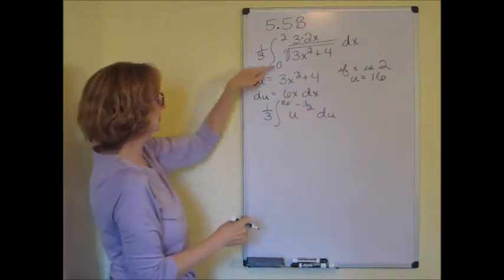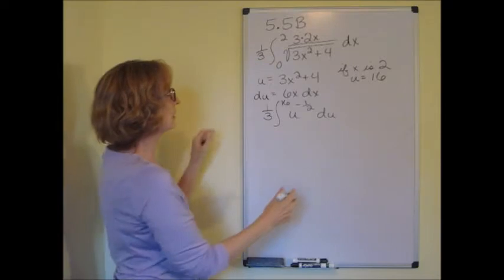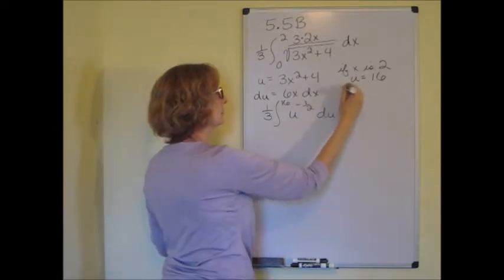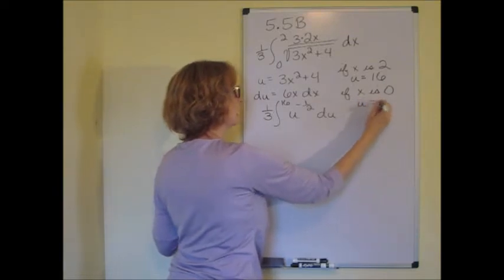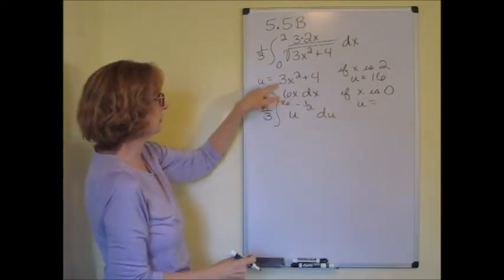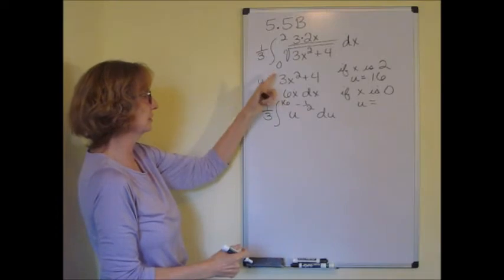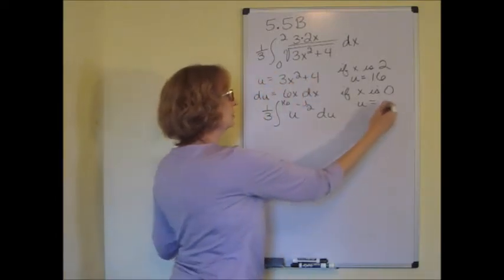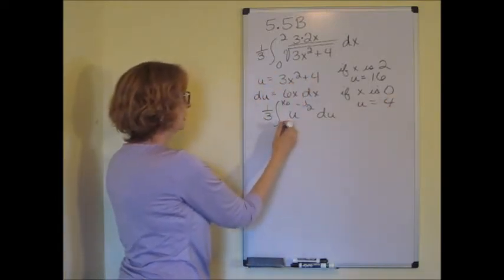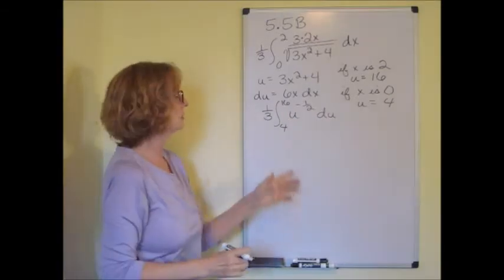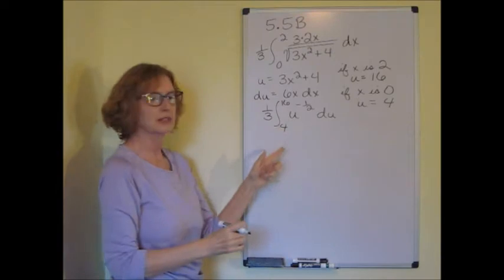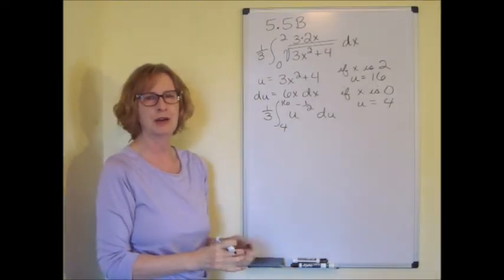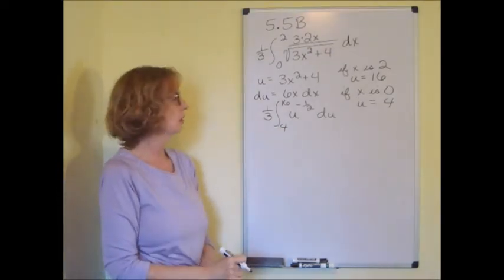And for my bottom limit, I have x is 0, so plug 0 into that u substitution. That would just be 3 times 0, which is 0, plus 4. So u would be a 4. And so what I've done is change this using a u substitution, and I've also changed the limits of integration to u as well. That way I can plug them in for u when I finish.